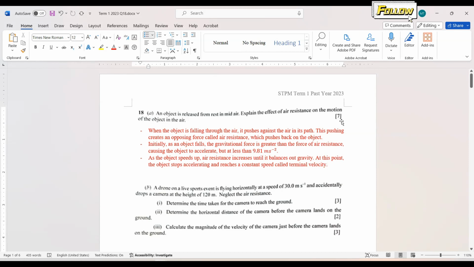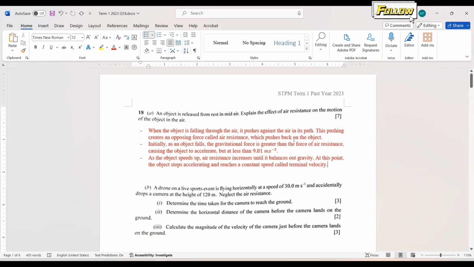The key information, I guess, is about the terminal velocity. I'm not sure how the marking scheme is, but this is my sample answer. When the object is falling through the air, it pushes against the air in its path. This is where we introduce air resistance. The pushing creates an opposing force called air resistance, which pushes back on the object.